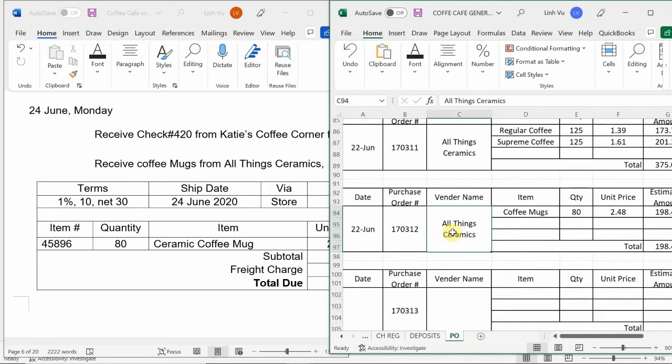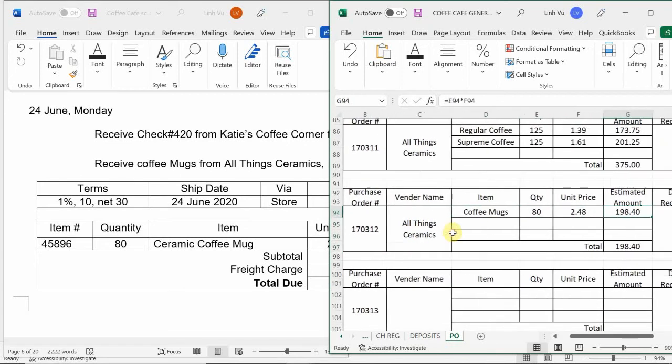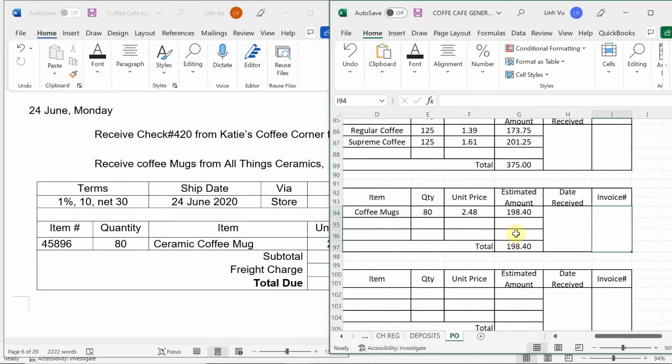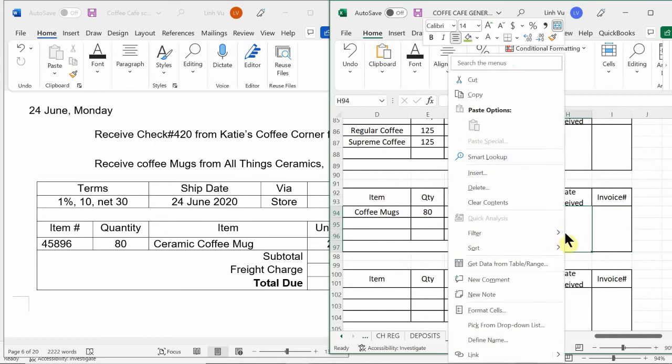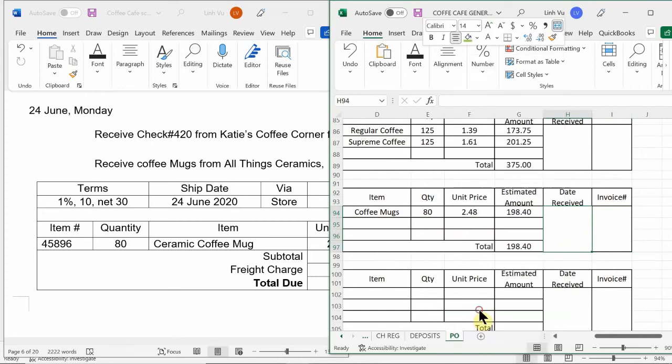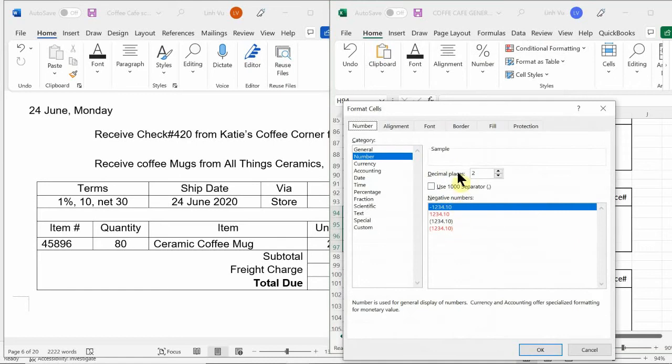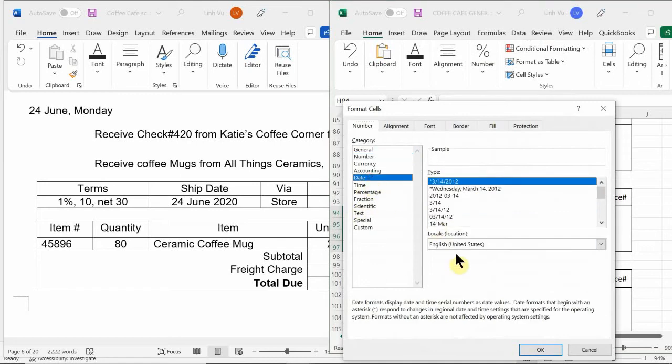Okay, so here, all things ceramics, right? 80 of my coffee mugs for $198.40, which is correct. Sales date.